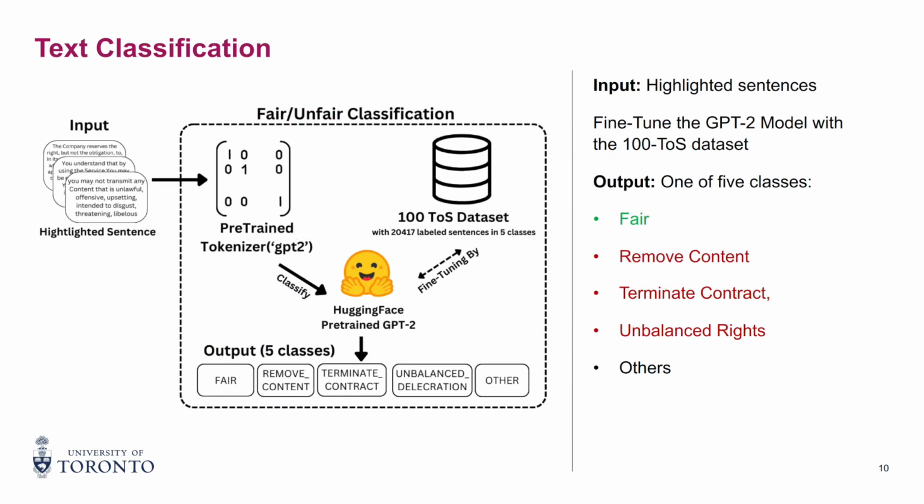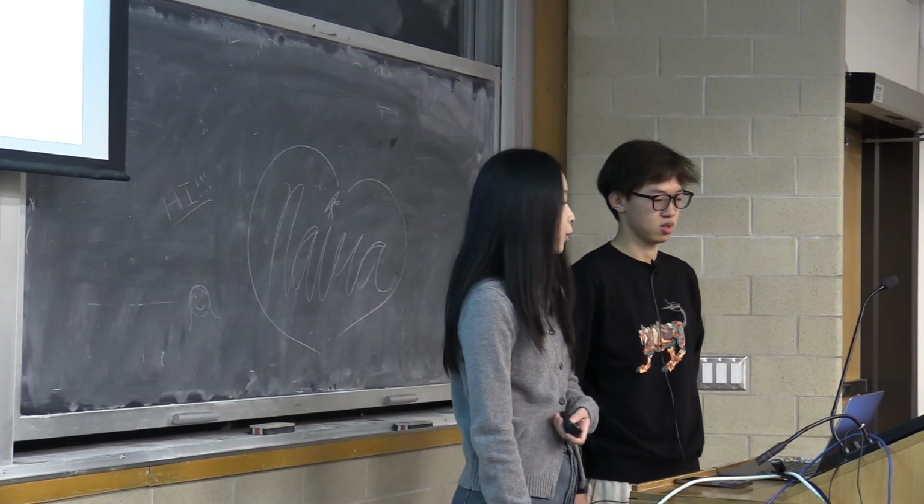Finally, the highlighted sentences identified by the GPT-4 model will be categorized as either fair or one of the 4 unfair categories using a fine-tuned Hugging Face GPT-2 model.